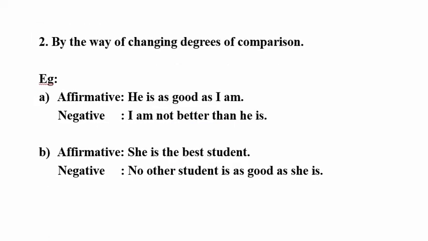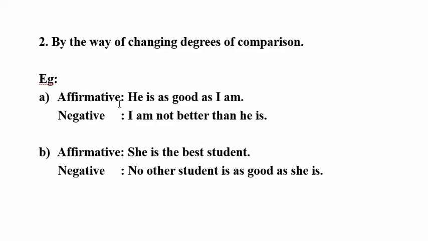And the second one is by way of changing degrees of comparison. We had learned about the degrees of comparison in the last class. And you might remember that we told there are three degrees of comparison: the positive degree, the comparative degree, and the superlative degree. The positive degree, as we said, is the base form of an adjective, and we use the comparative degree while we compare two different things. And the superlative degree means the highest form of the adjective.